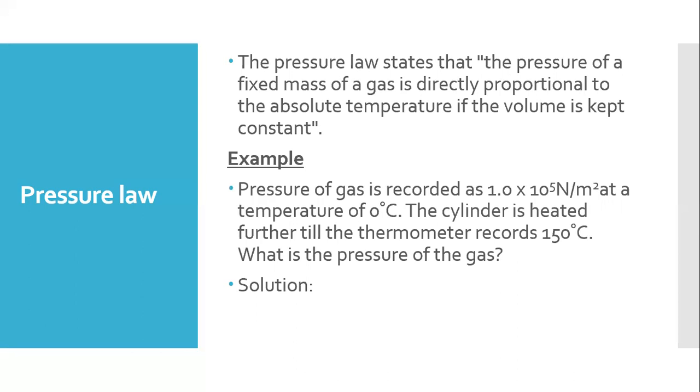For example, the pressure of a gas is recorded as 1 times 10 raised to 5 Newton per meter square at a temperature of 0 degrees. Now the cylinder is heated further till the thermometer records 150 degrees. What is the pressure of the gas?